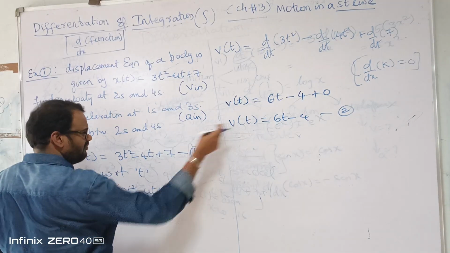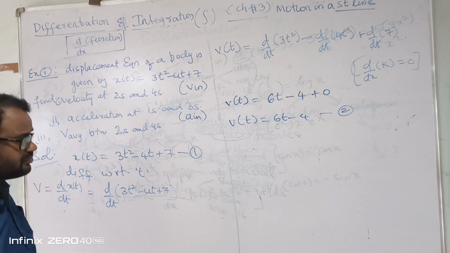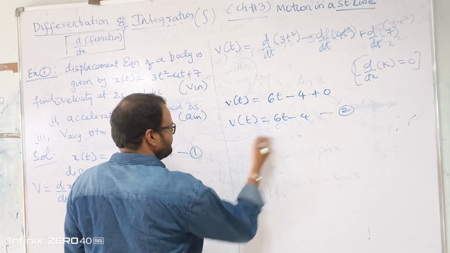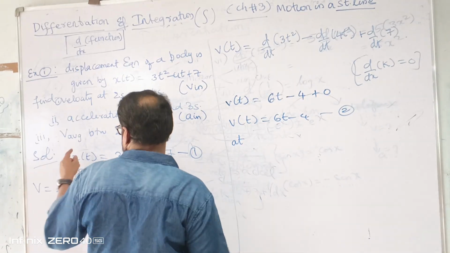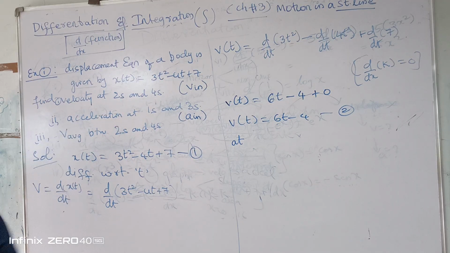But now we got the second one from the first: from displacement we got velocity. Now, using this formula, substitute the time we want. We want to find the instantaneous velocity at 2 seconds and 4 seconds.